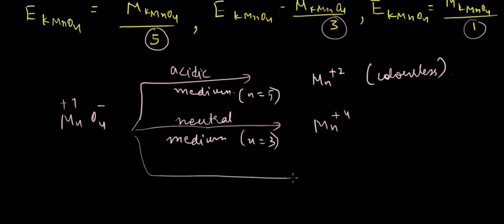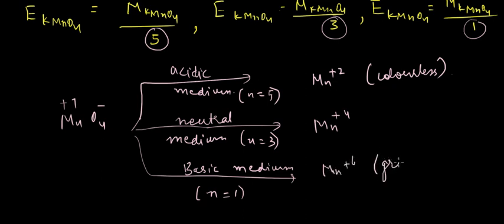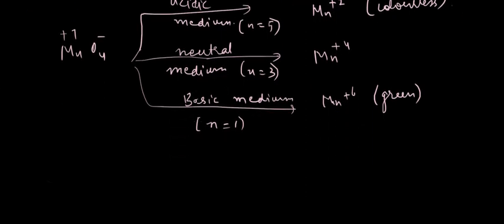Okay, and in highly basic medium, what will happen? The n factor of KMnO4 would be 1, and this reduces Mn in +7 state to Mn in +6 state, which is green in color. Okay, next let us see one more oxidizing agent, which is K2Cr2O7.